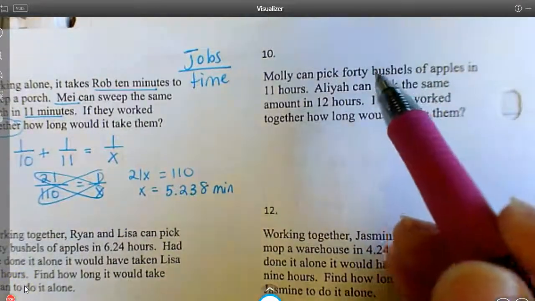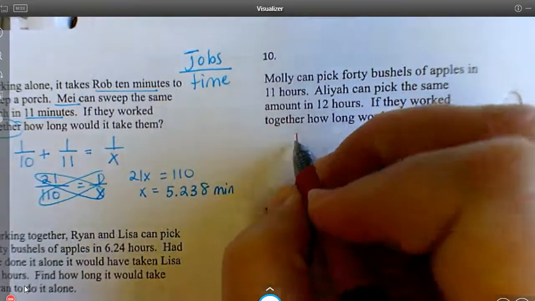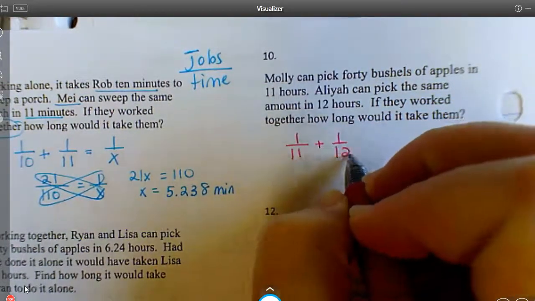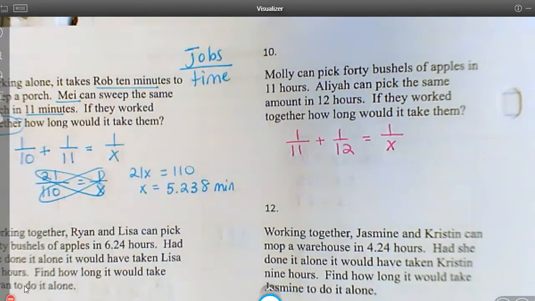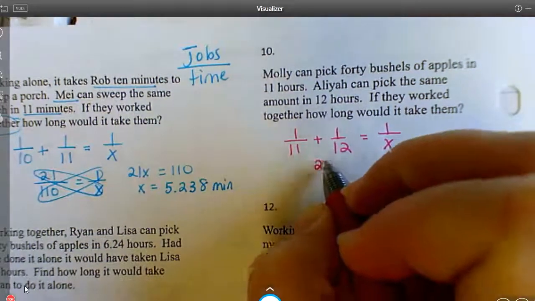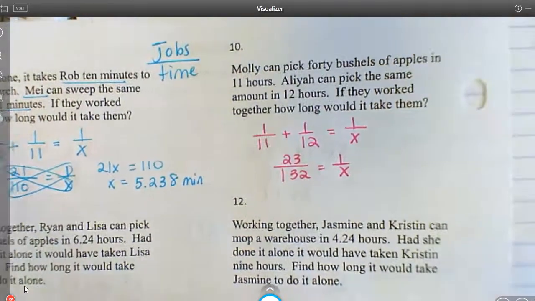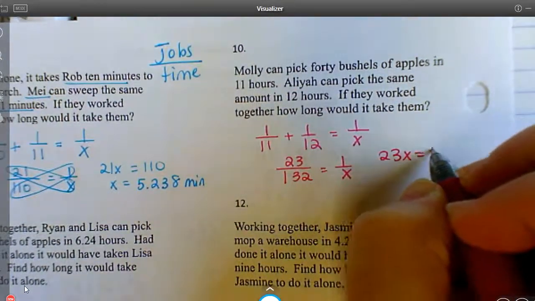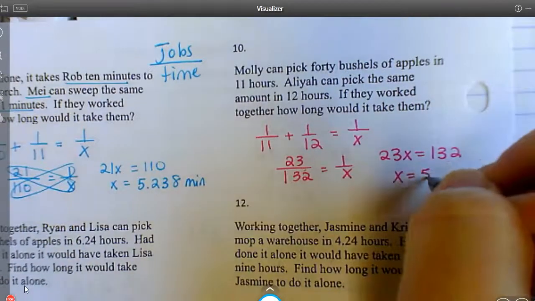Alright, because the 40 bushels was the same for every person, you can just consider it to be one job. So we'll have 1 over 11 plus 1 over 12 equals 1 over x, because that's what we're looking for. And again, because those are just fractions, 1 over 11 plus 1 over 12, you can just add them, get a common denominator on the calculator if you want to. From there, cross multiply, so you'll get 23x equals 132. Divide 132 divided by 23, and you get 5.739.